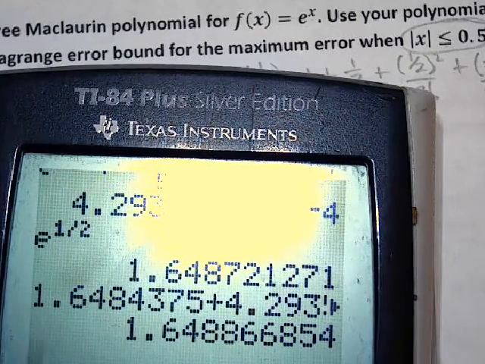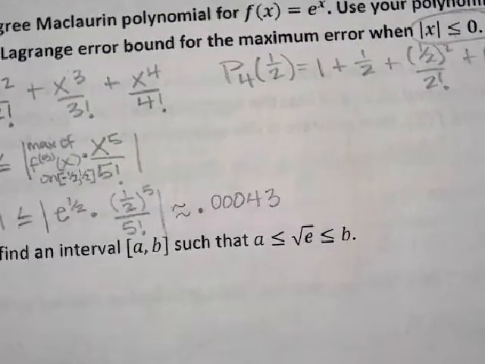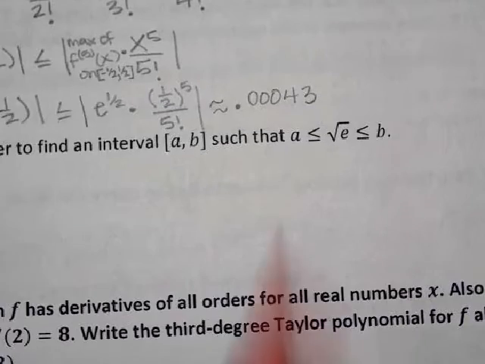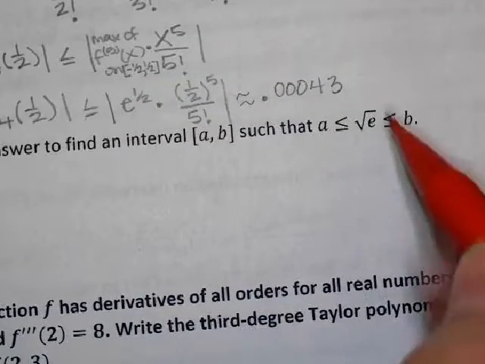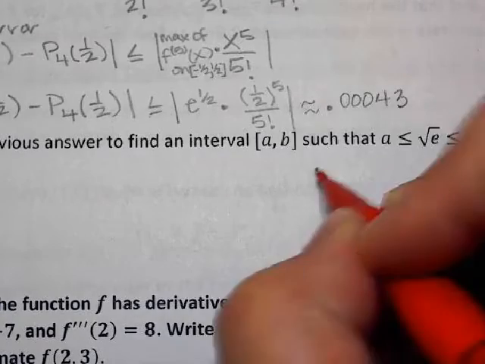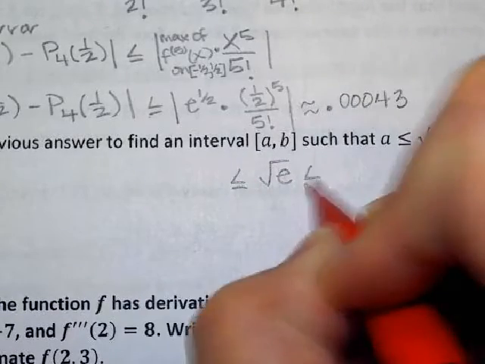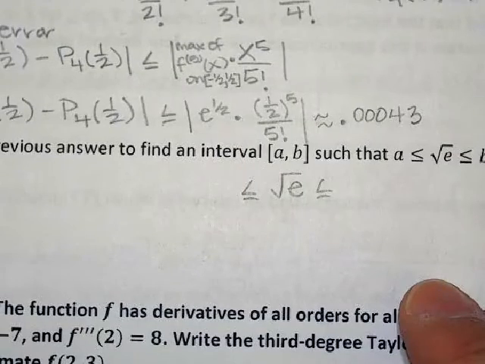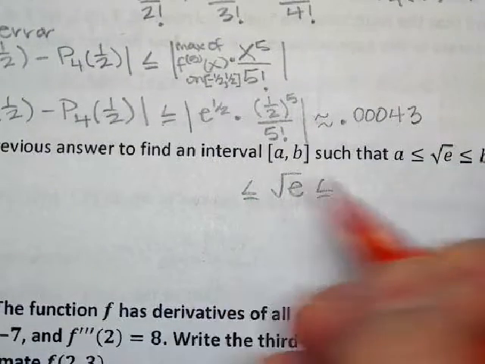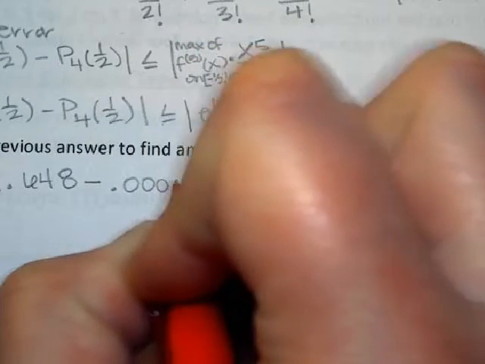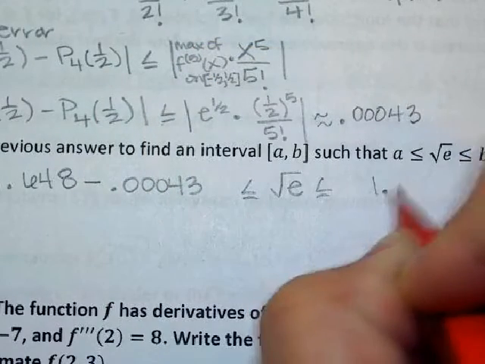So here we have, it says find an interval. Let's do that real quick. Okay, so we have the square root of e, there's our middle, and we're going to take our estimate and add and subtract the error from it. Oh, I didn't even know that was the next problem. I was already doing it. Okay, 1.648 minus 0.00043, 1.648 plus 0.00043.